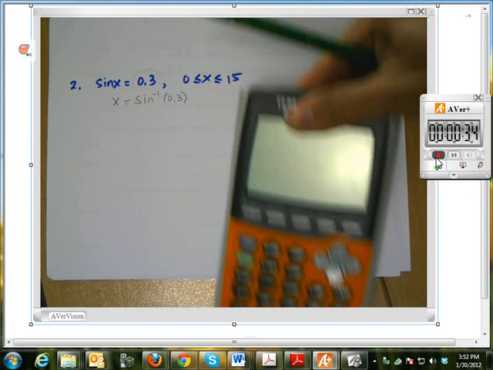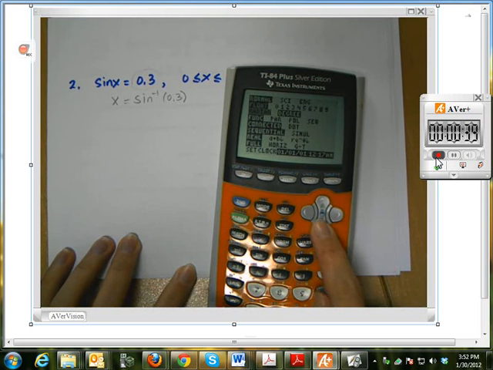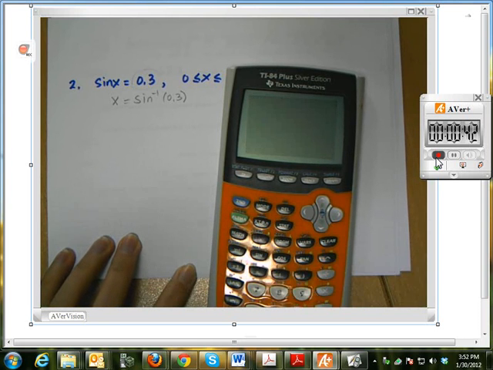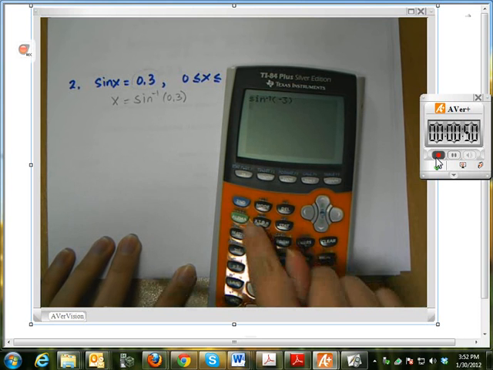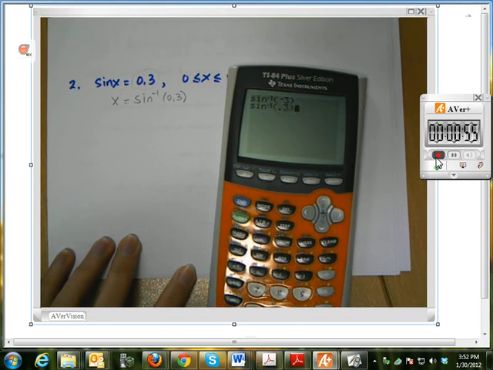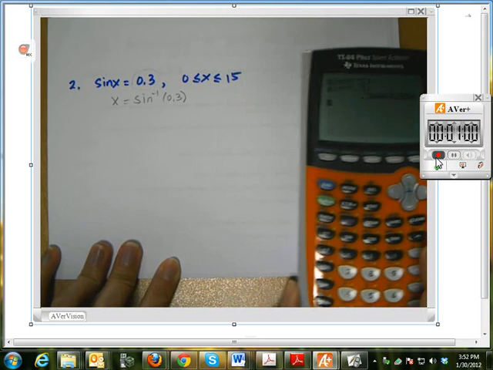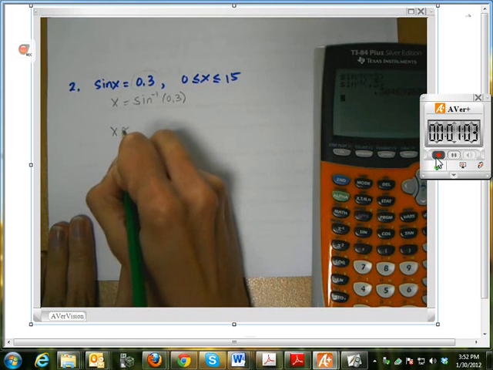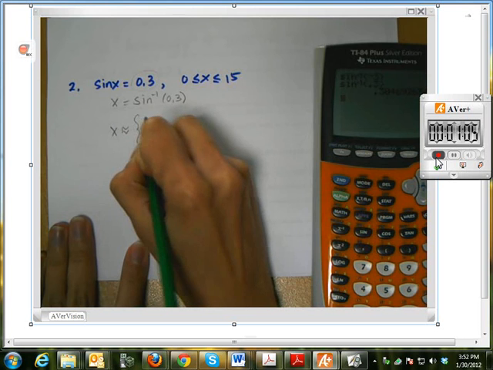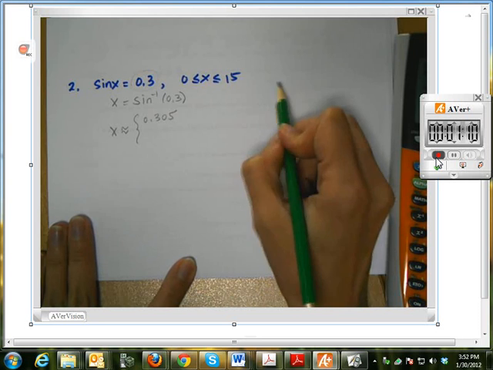So I think we did this in class, but getting our calculator, I'm going to make sure my mode is in radian mode, and then I'm going to go inverse sine of 0.3, and oh, what's happened there? Let's try that again. Inverse sine of 0.3, not negative 3. And we get 0.304 and so on, which rounded to 3 significant figures, I get 0.305-ish.